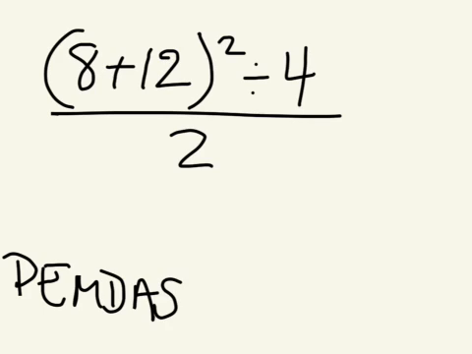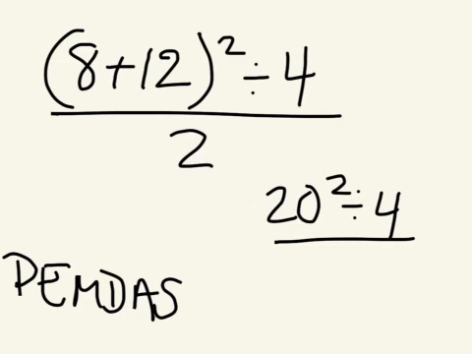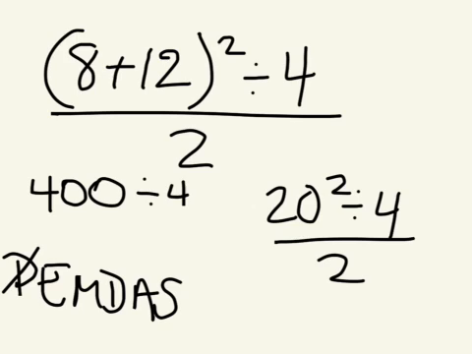First we're going to do parentheses. So we have 8 plus 12, which is 20 squared. Whatever is on the top there, you're going to do. So we did our parentheses on the top. Now we're going to do our exponents. 20 squared is going to give us 400, divided by 4 over 2. So we did our exponents.